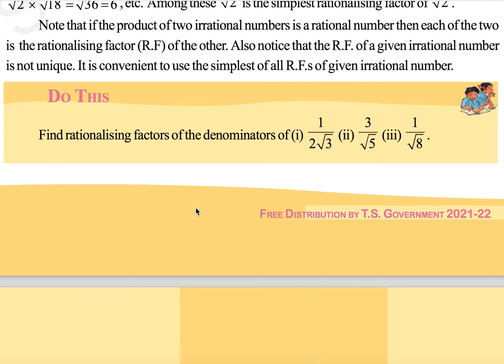Find the rationalization factor of the denominators 1 by 2 root 3. This you have to multiply with root 3. This one root 5. This one root 8.